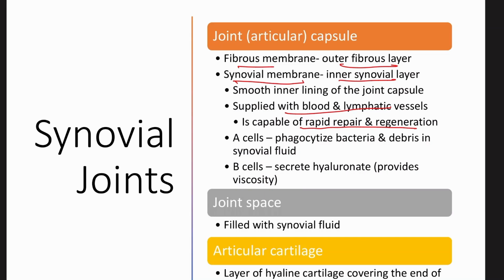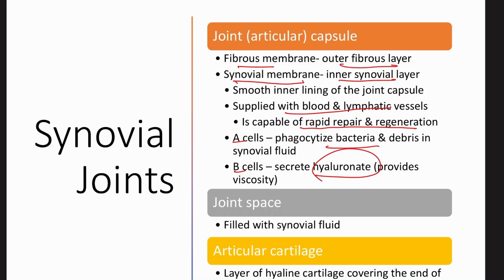It has alpha cells and beta cells. I think in the formatting I just messed it up, but it's alpha and beta cells. The alpha cells in the joint help with bacterial and debris, getting rid of it, and the beta cells secrete the hyaluronic acid that provides the viscosity, the thickness.